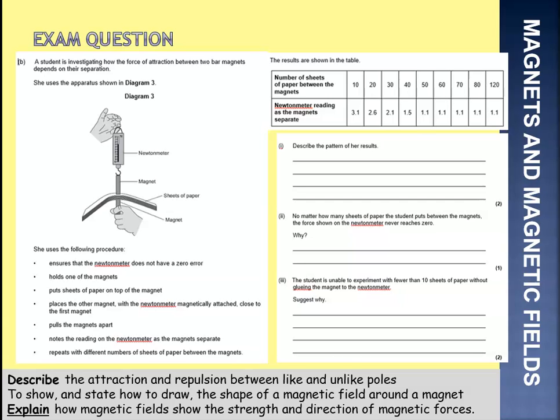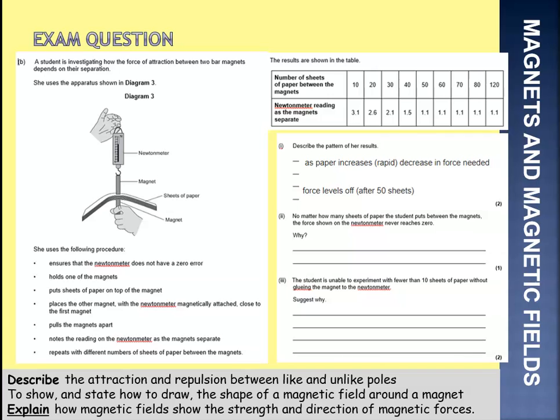Okay, question 1. Describe the pattern of her results. So as the paper increases, there's a big decrease in the force needed, and that levels off after around 50 sheets. No matter how many sheets of paper the student puts between the magnets, the force on the Newton meter never reaches zero. Why is that? Because the Newton meter will show the weight of the top magnet, so it is pulling down with the force of gravity. The student is unable to experiment with fewer than 10 sheets of paper without gluing the magnet to the Newton meter. Why would that be?